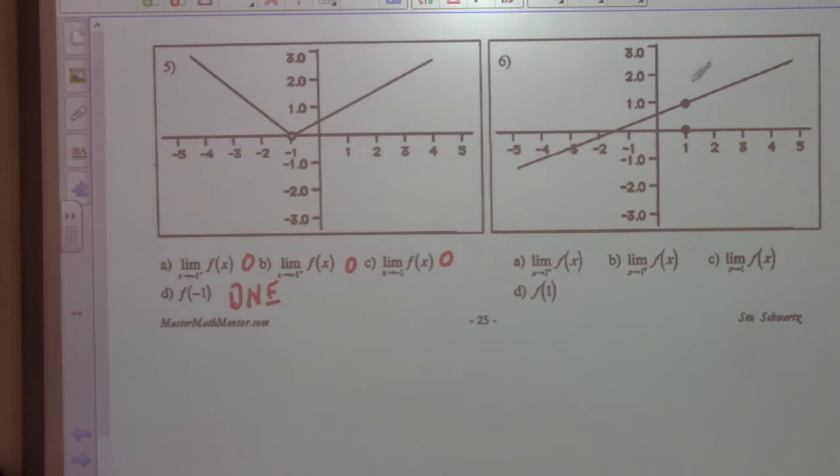Okay, this one over here, 6, we have 1, 1, 1, 0. You may not be able to see it on yours, but there's a hole here and there's a filled in dot down here. Is that red?